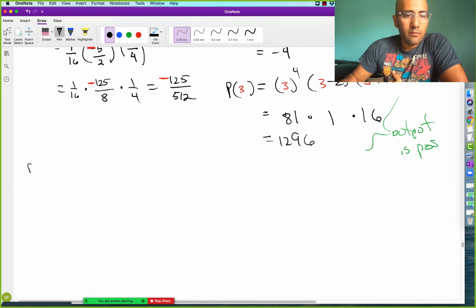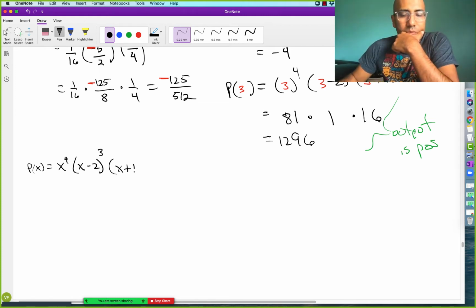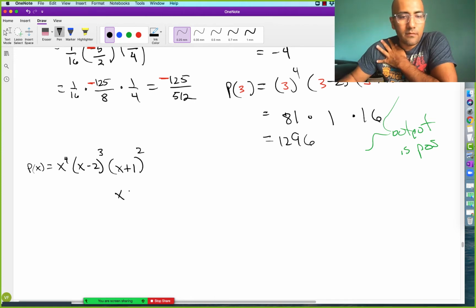Okay, so I have p of x is equal to x to the power of 4, x minus 2 to the power of 3, and then x plus 1 to the power of 2. If I FOIL this guy out, that's going to be easy. Let's just do that guy. That'll be x squared plus 2x plus 1. So that takes care of this. And then there are these terms. Let me rewrite it as x minus 2 times x minus 2 squared.